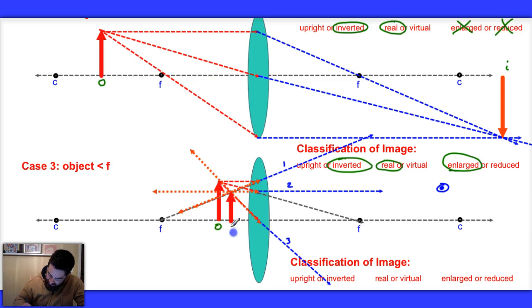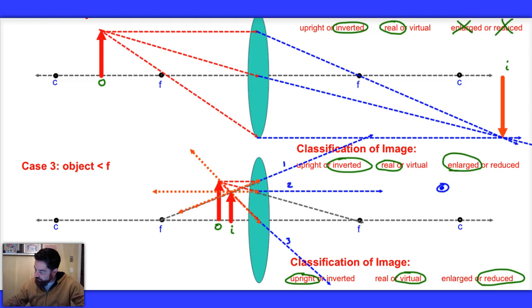And so it creates some interesting classifications of the image. We'll see that in this case it's upright, unlike all the other ones that we've done that have been inverted. We see that the image is actually virtual in this case. We see that these diverging rays on this side of the lens create the appearance of convergence on this side, but the light rays aren't actually there. Your brain perceives them as basically converging on this one spot. And then finally we can see from the ray tracing that the magnification is less than 1. The image is reduced in size.